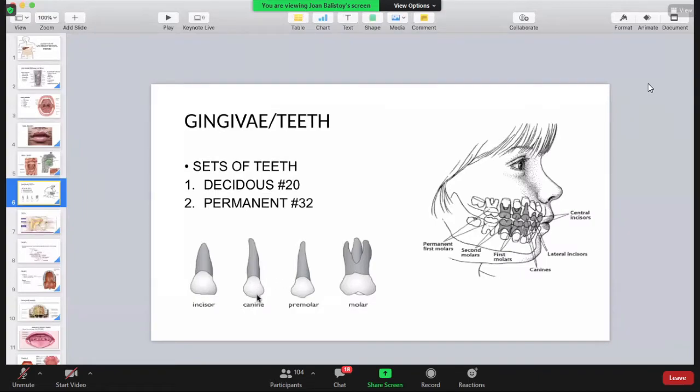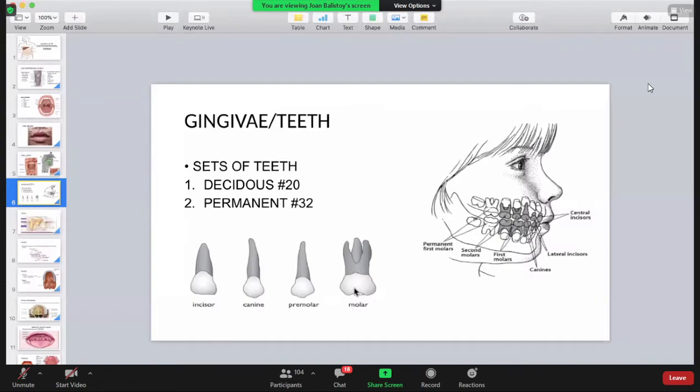It is the one used for tearing your food. The premolar and the molar, because of their flattened top, are more for munching, for pulverizing the food that you eat. So again, the sharpest tooth is the canine, which is used for tearing apart the food that you eat. All right?